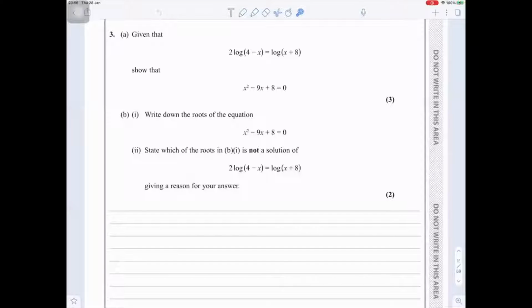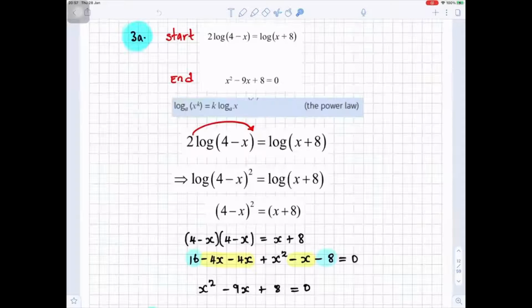Question number 3. 2 log bracket 4 minus x equals log bracket x plus 8. Show that x squared minus 9x plus 8 equals 0. So for question 3a, we start with 2 log bracket 4 minus x equals log bracket x plus 8, and we want to end with this quadratic. So you know where you start, you know where you want to end.